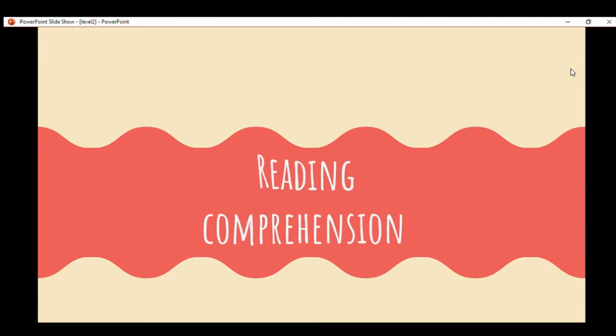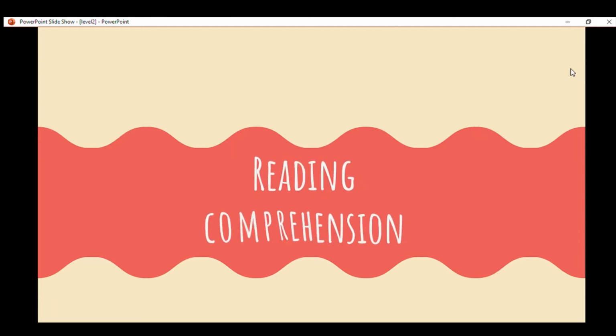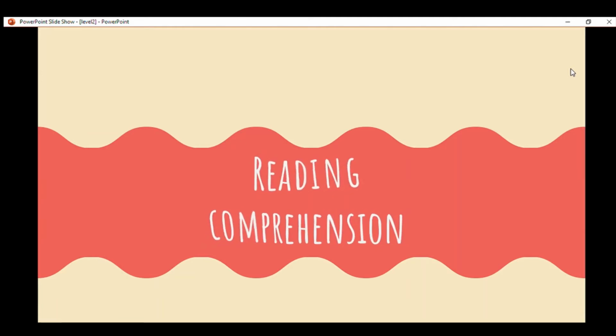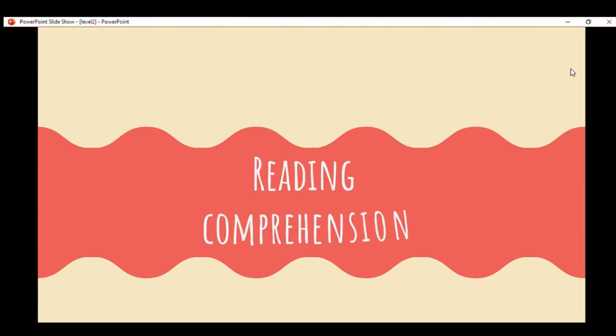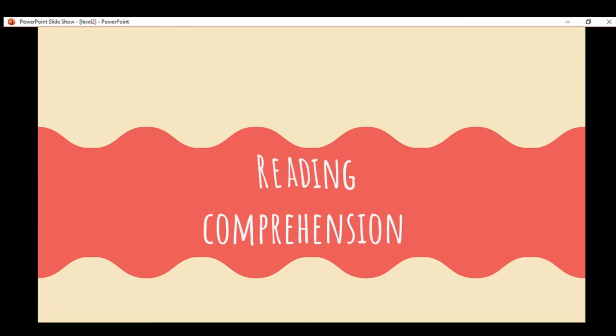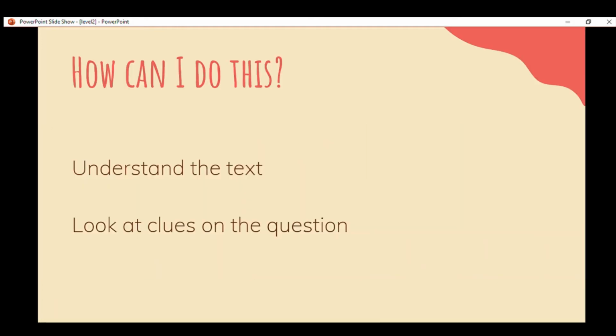Today we are going to learn how to comprehend the story. So, the topic for today is reading comprehension. Okay, how can you comprehend the story? You need to understand the text, and second, you need to look at the clues in the question to make a good answer.